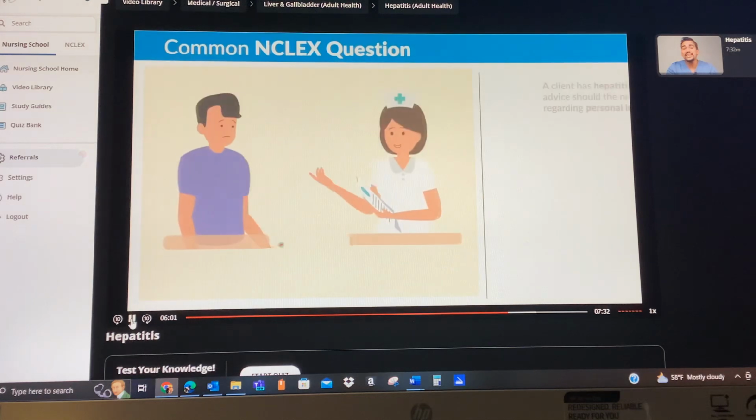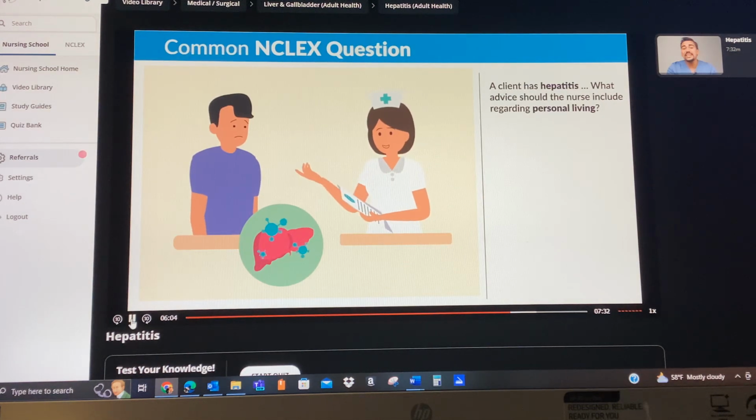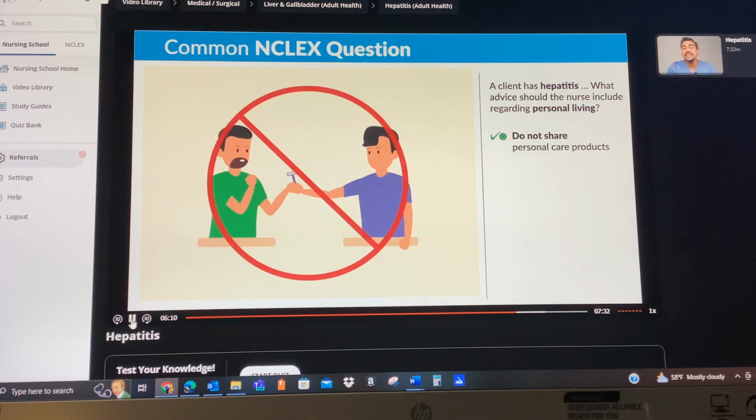So a common exam question talks about a client who has hepatitis. What advice should the nurse include regarding personal living? And the answer typically is do not share personal care products.